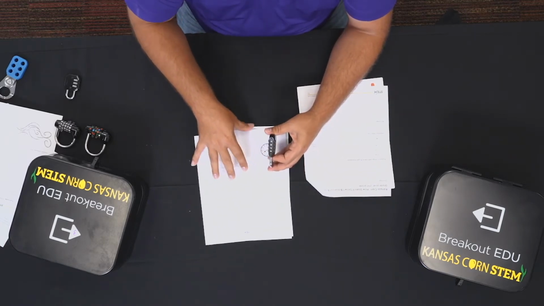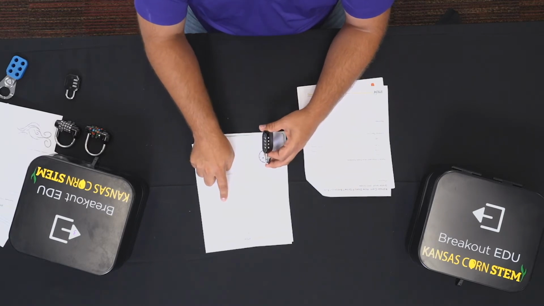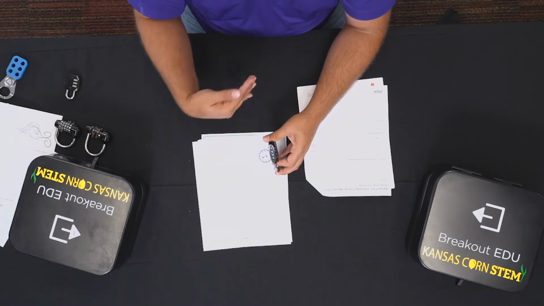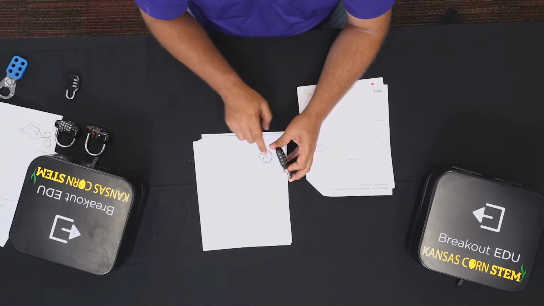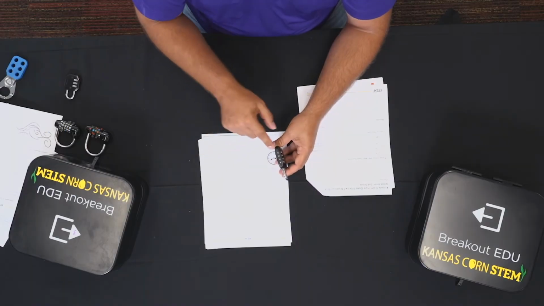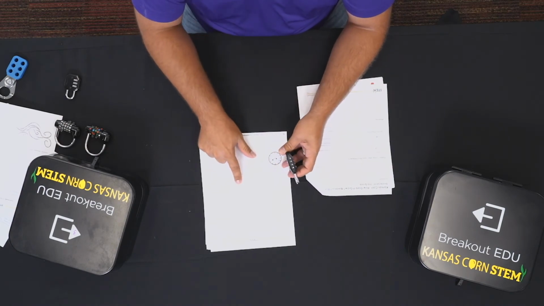So on the second one, he was counting out corn seeds. He only counted 20. There are 28 students in his class, so 8 being his mistake would be our second answer. There are 24 students in the class. Lavelle grabbed 33 shovels. Well, again, you're looking for his mistakes. 9 would be the correct answer you're looking for here.